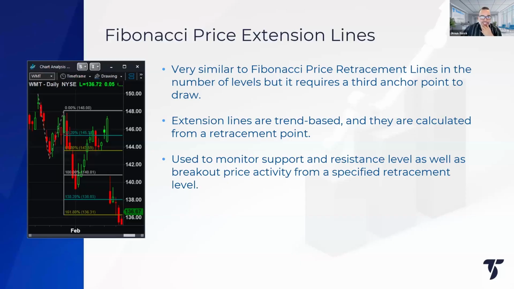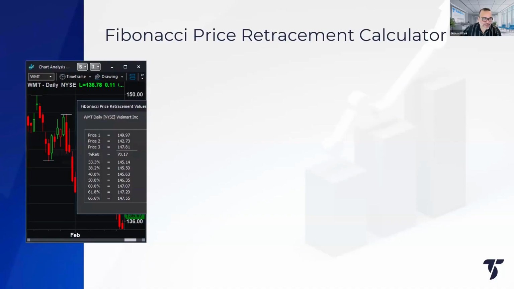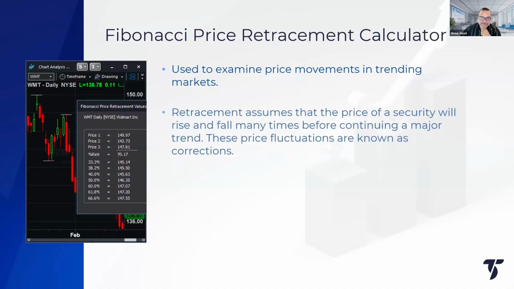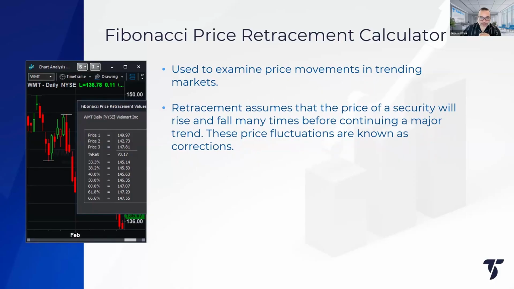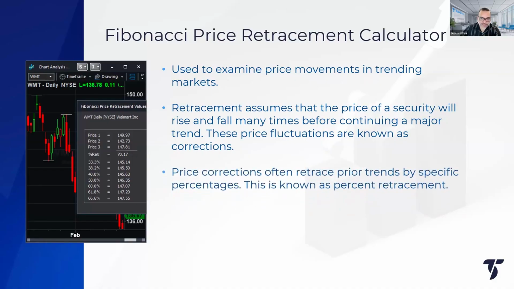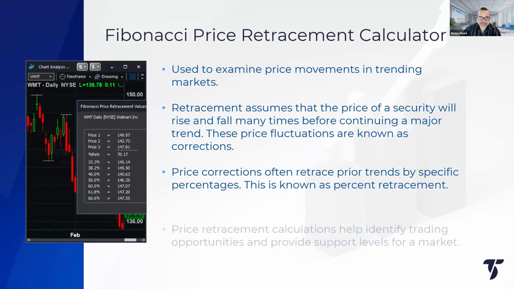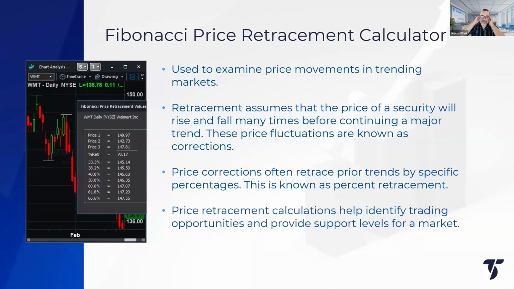Pretty cool. The next Fibonacci is the retracement calculator, which is a little bit more specific in terms of what prices are available. Of course, you can enable the prices on the lines, but this is interesting, and it's used to examine price movements in trending markets. It assumes that the price of a security will rise and fall many times before continuing a major trend. So we're talking about the corrections. Price corrections often retrace prior trends by specific percentages. This is known as percent retracement, and they help identify trading opportunities and provide support levels for a market.